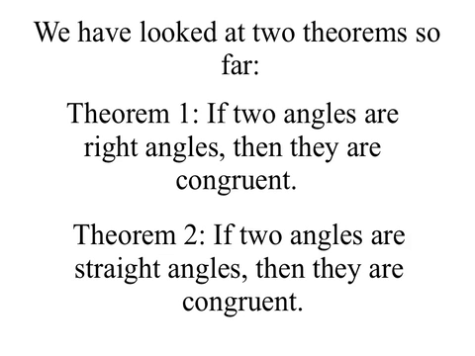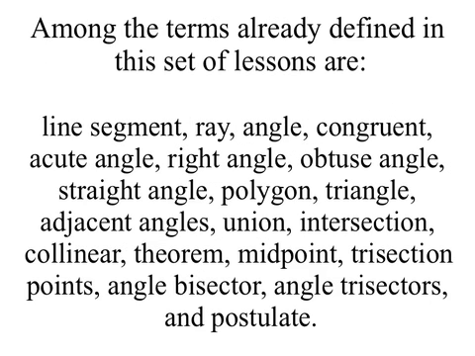Among the terms already defined in this set of lessons are line segment, ray, angle, congruent, acute angle, right angle, obtuse angle, straight angle, polygon, triangle, adjacent angles, union, intersection, collinear, theorem, midpoint, trisection points, angle bisector, angle trisectors, and postulate.